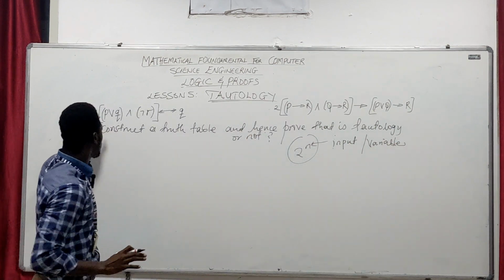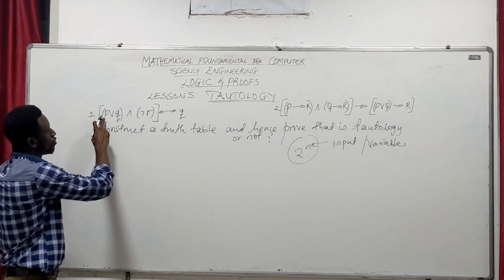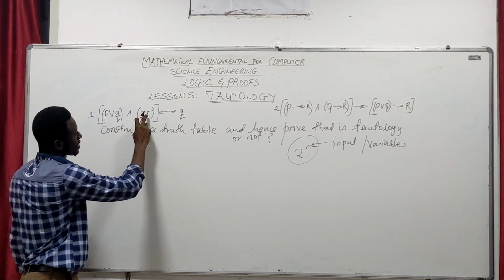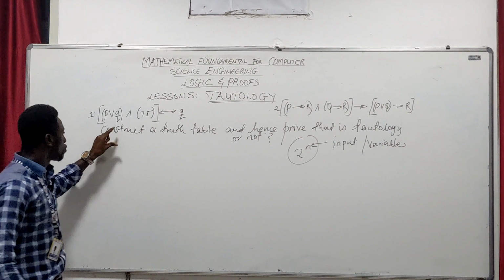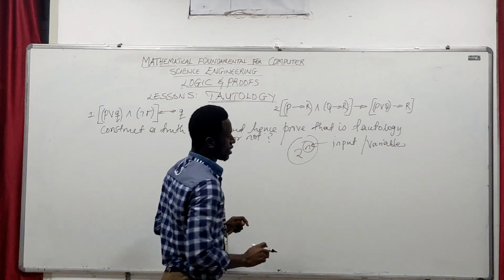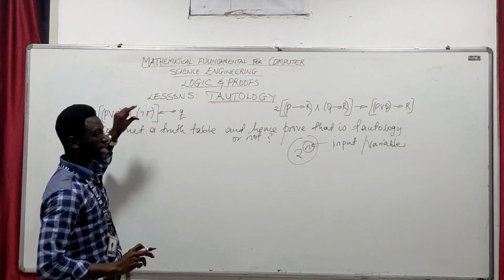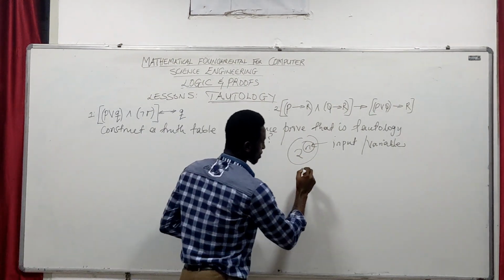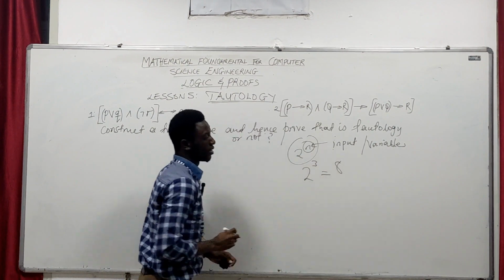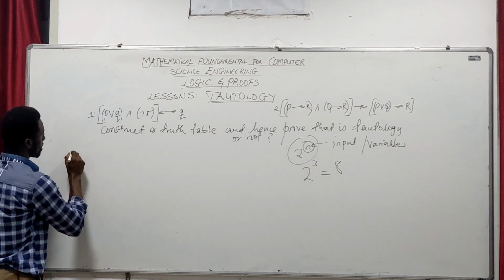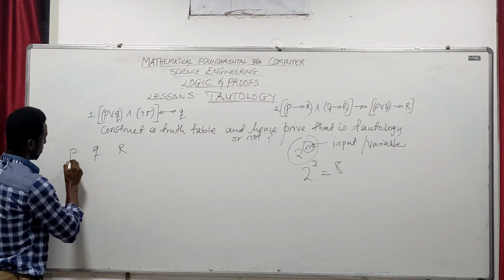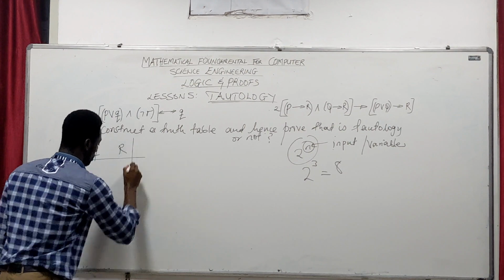Here you can see for this first example, the first variable is p, the other variable is q, and the other is r. So the number of variables we have here is 3. Since the number of variables is 3, we are going to construct a table that entails 8 rows. 2 to the power 3 gives you 8. So now let's first say P, Q, and R. These are our basic truth table.